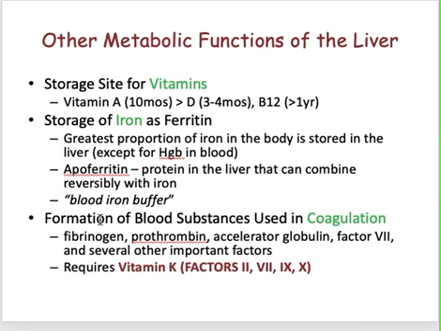Your liver is also the major storage organ of iron, and iron is usually stored in the liver as ferritin. So your liver produces a protein called apoferritin, and your apoferritin can readily combine with iron and be stored as ferritin.